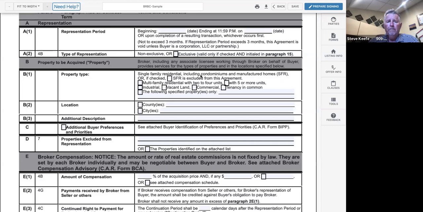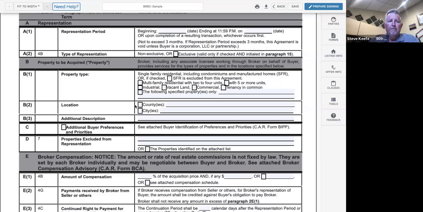If you're going to use the form for some other type of property, vacant land, commercial, dock, anything like that, then you need to check the appropriate box and add any language in there. For example, there is no dock language, so you would have to put that under other if there's some other property type. And if you are excluding single family residence for some reason, you would check that box to exclude it.